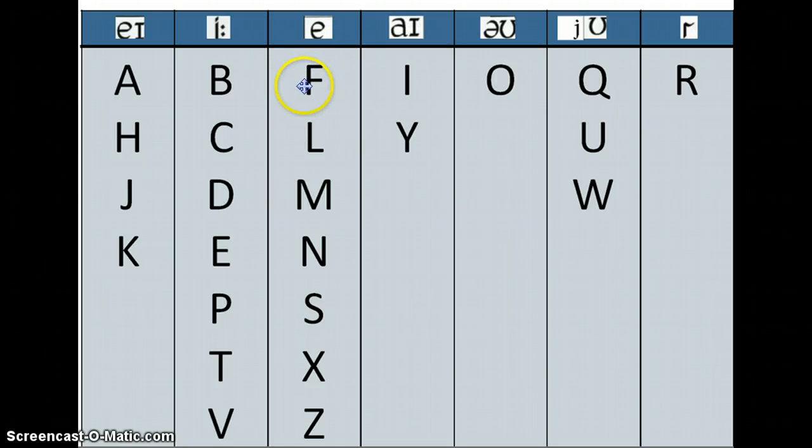The next group is F, L, M, N, S, X, Z. Then I and Y, and O, Q, U, W, and R. As you can see, it's a different approach. I would probably recommend printing this out. Once you have a play with the different symbols and understand the different sounds that each letter makes, it's going to be easier. So now we're going to do some exercises.